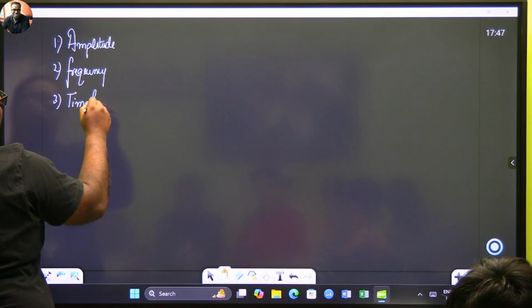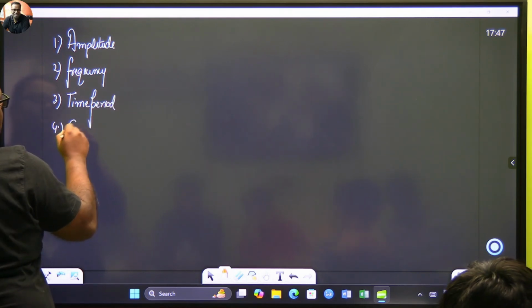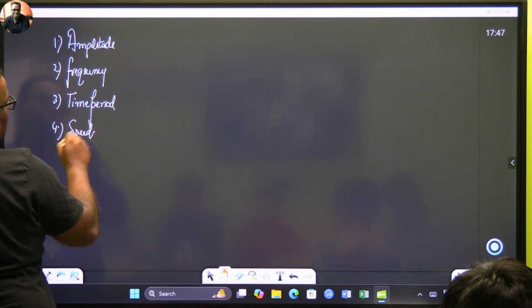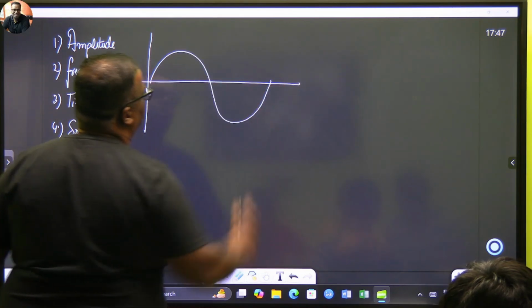इसके ऊपर आपको एक न्यूमेरिकल डाल सकता है. And what do you understand by speed of the wave. सीधी सीधी बात. So let me draw a wave pattern. Okay, this is my wave pattern.